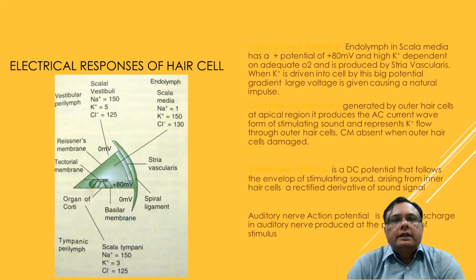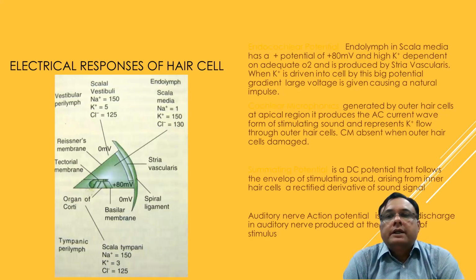This is the diagram for electrical responses of hair cells. Endolymph in scala media has a positive potential of plus 80 millivolts and high potassium, dependent on adequate blood supply, and is produced by the stria vascularis. When potassium is driven into the cell by this big potential gradient, a large voltage is generated, causing a neural impulse. Generated by outer hair cells at the apical region, the cochlear microphonic produces the AC current waveform of the stimulating sound and represents potassium flow through outer hair cells.